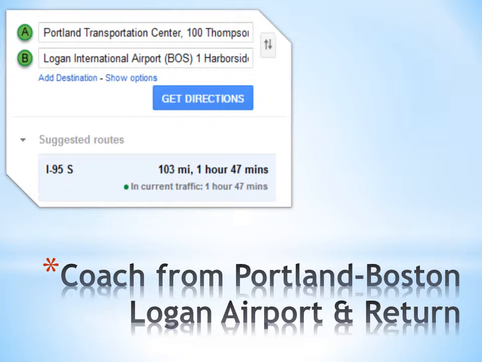It determined that my total car footprint was 0.02 metric tons of CO2. Then the next aspect of the trip was my coach trip from the Portland bus stop to Boston Logan International Airport. One-way mileage for this trip is 103 miles for a total of 206 miles round trip.